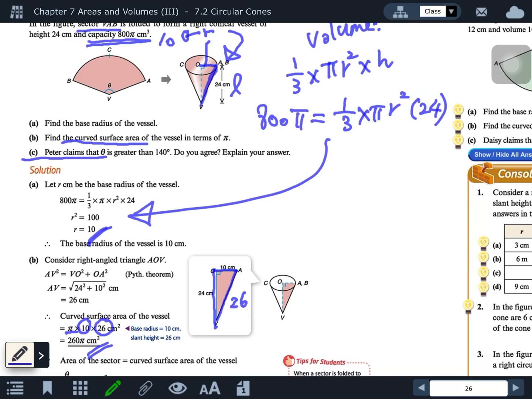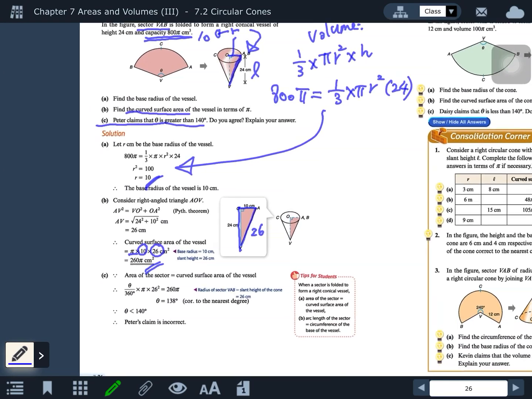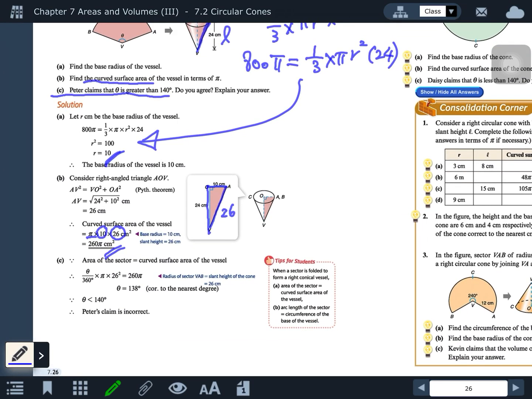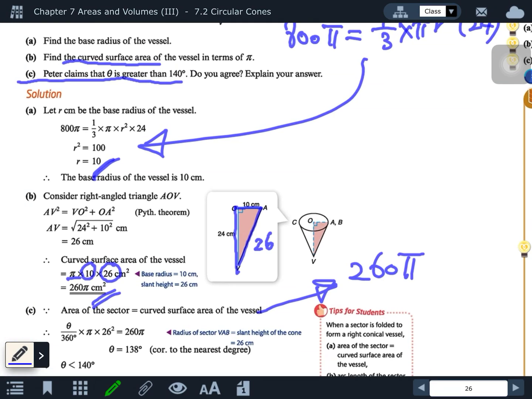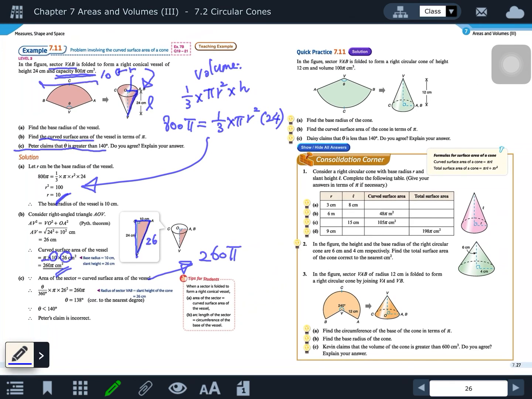Okay, part C is the most difficult one. Peter claims that theta is greater than 140 degrees. Do you agree with that? Okay, so we know that the curved surface area we just calculated is 260 pi, and then we need to find out what the theta of this sector is. And then we just need to compare, because we want to find the unknown theta.